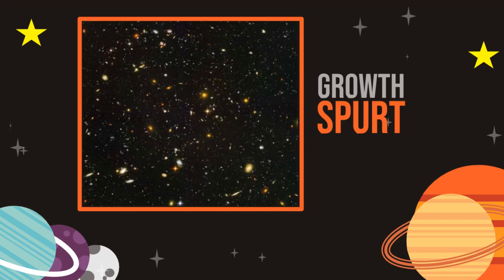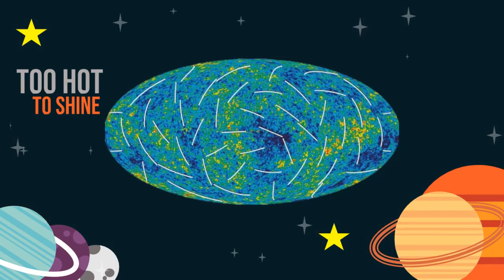For the first 380,000 years after the Big Bang, the intense heat from the universe's creation made it essentially too hot for light to shine. Atoms crashed together with enough force to break up into a dense, opaque plasma of protons, neutrons and electrons that scattered light like fog.